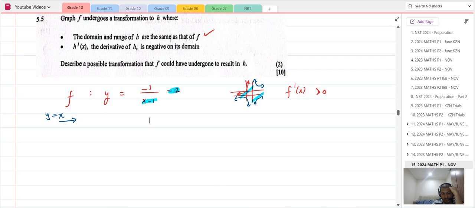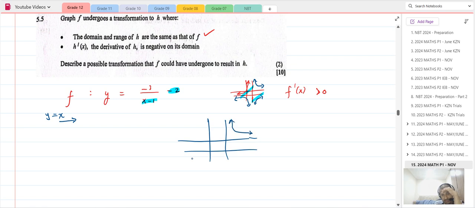So we're not changing the horizontal and vertical asymptotes, but the graph is becoming negative. Sorry, not the graph becoming negative, the derivatives are becoming negative. So we just need to write down the transformation from f to h. F to h, what transformation can it be?